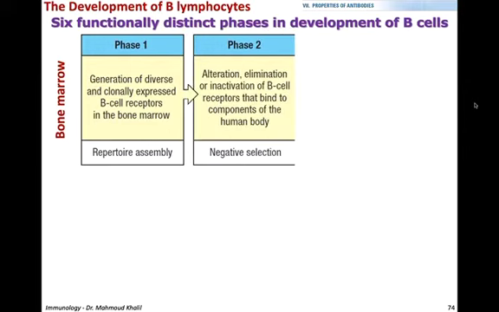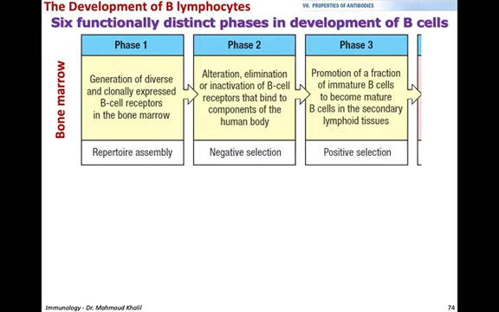Then you have phase two, in which there is an alteration and elimination of the B cell receptors that can bind to components of the human body. In other words, there is a negative selection against B cells that can identify self-antigen, because it's crucial to have B cells that can differentiate between self and non-self. So the negative selection is an important phase in the bone marrow to eliminate the self-reactive B cells to our own human body molecules.